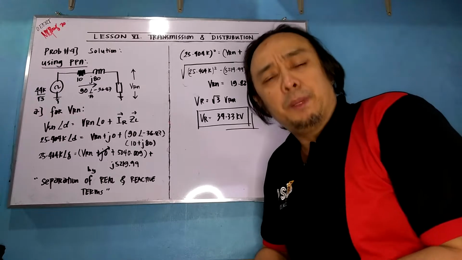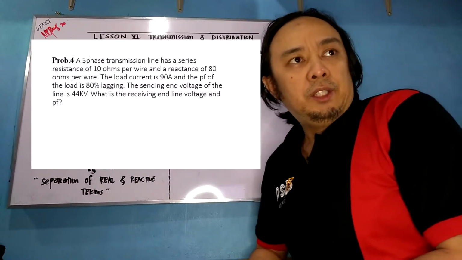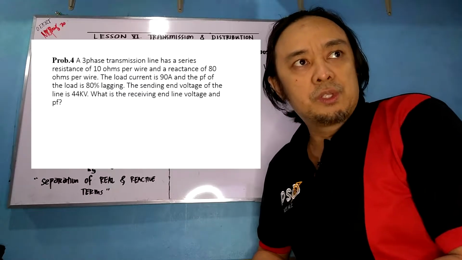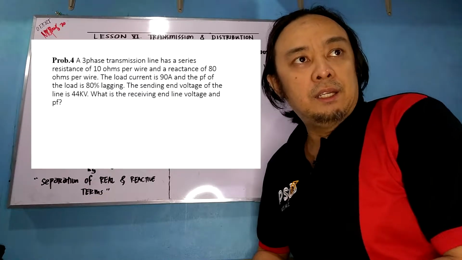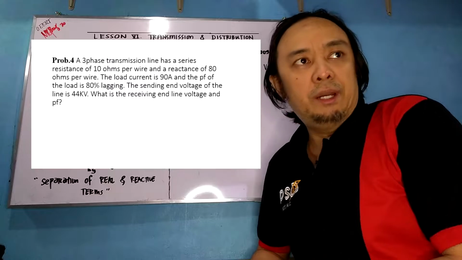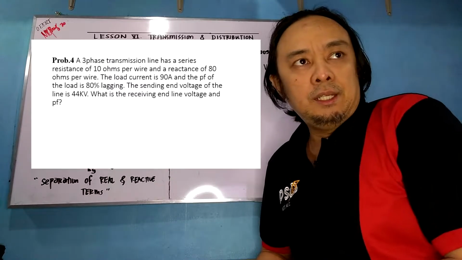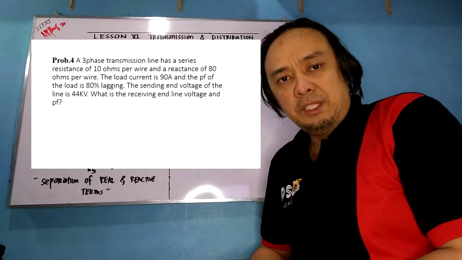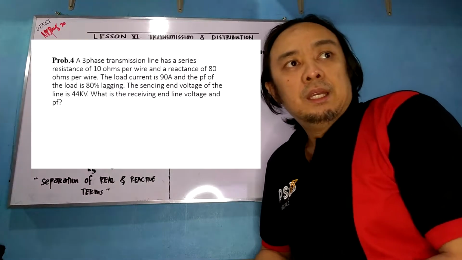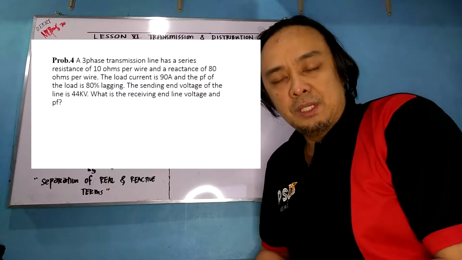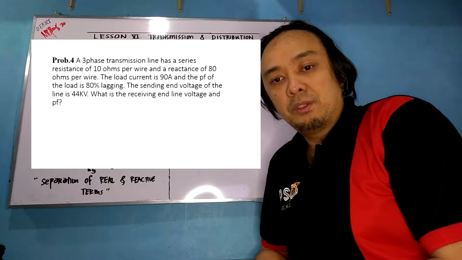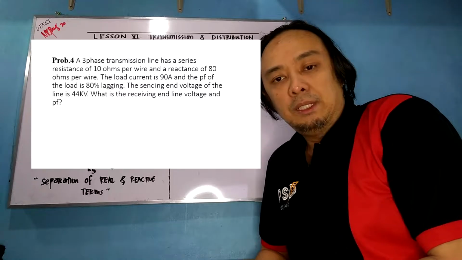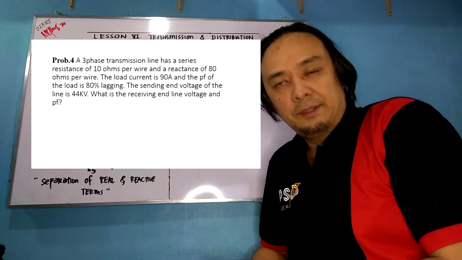Okay, let's read the problem first. A three-phase line has a series resistance of 10 ohms per wire and a reactance of 80 ohms per wire. The load current is 90 amperes and the power factor of the load is 80% lagging. The sending end voltage of this line is 44 kilovolts. So what is the receiving end voltage and the power factor?